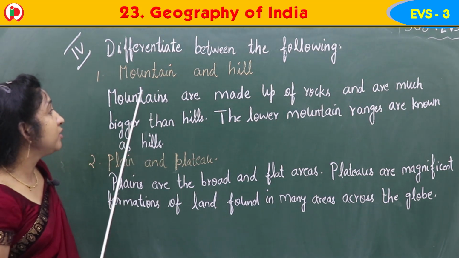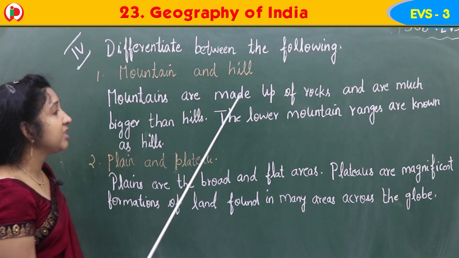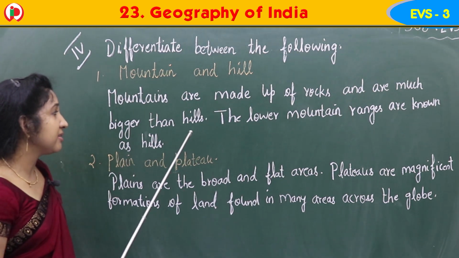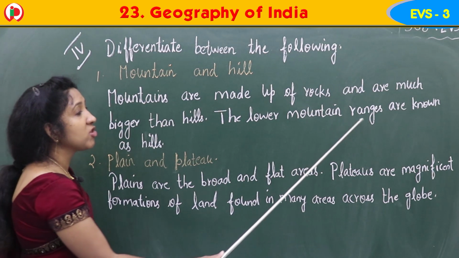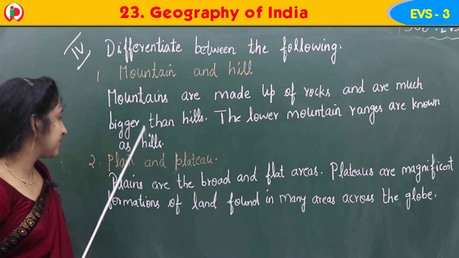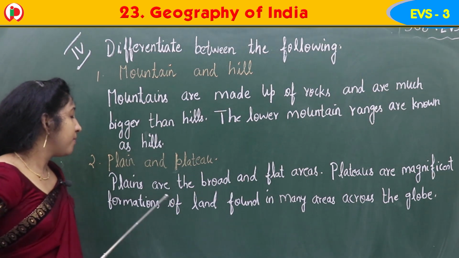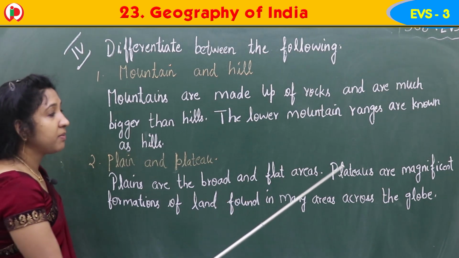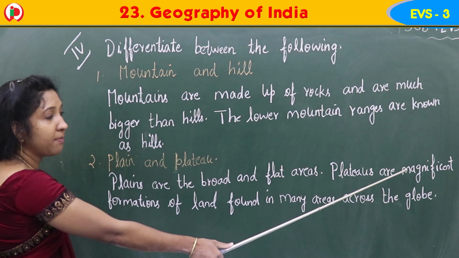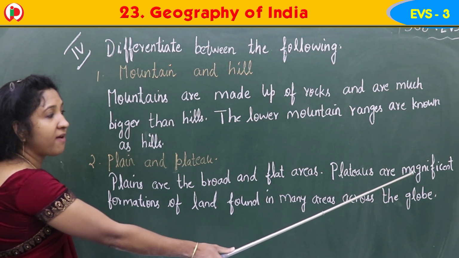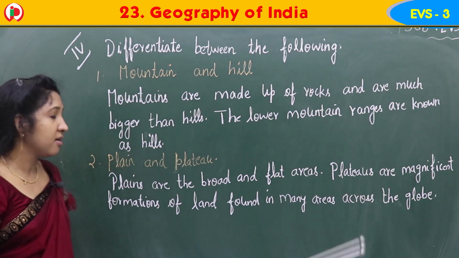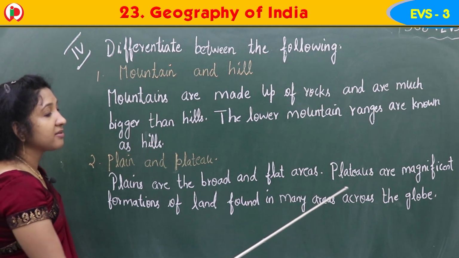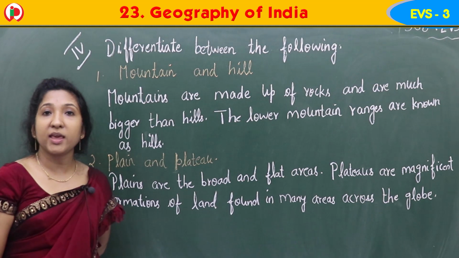Yes, so mountain and hill. Mountains are made up of rocks and are much bigger than hills. The lower mountain ranges are known as hills. Second, plain and plateau. Plains are the broad and flat areas. Plateaus are magnificent, M-A-G-N-I-F-I-C-E-N-T, the large, magnificent formations of land found in many areas across the globe. Okay?